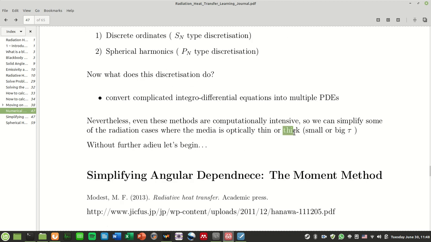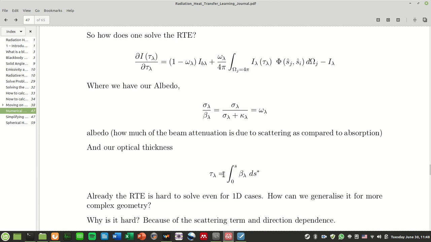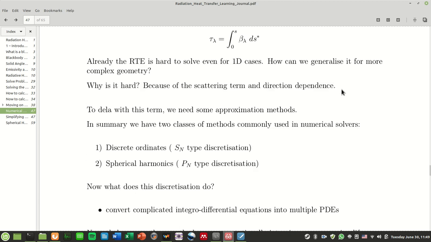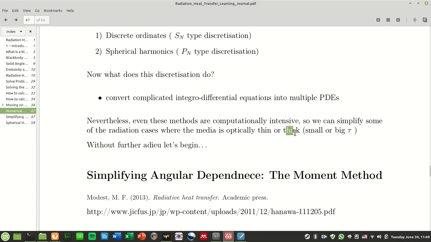For an optically thick medium, the main idea is that all of a sudden we realize our medium is so thick that you can treat this as a diffusion equation. So in an optically thick medium, we call this the diffusion approximation, where you can treat this radiation heat transfer as if it were a conduction problem.